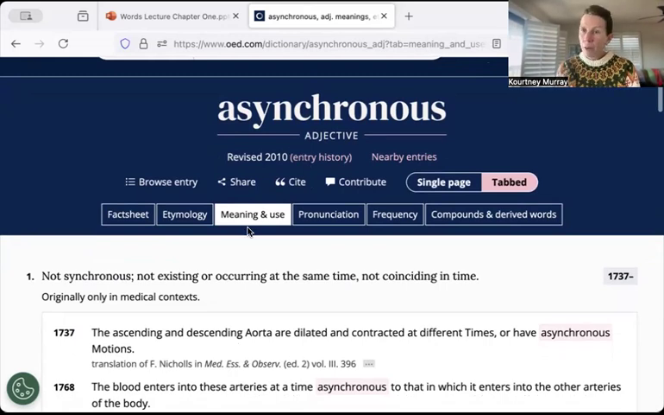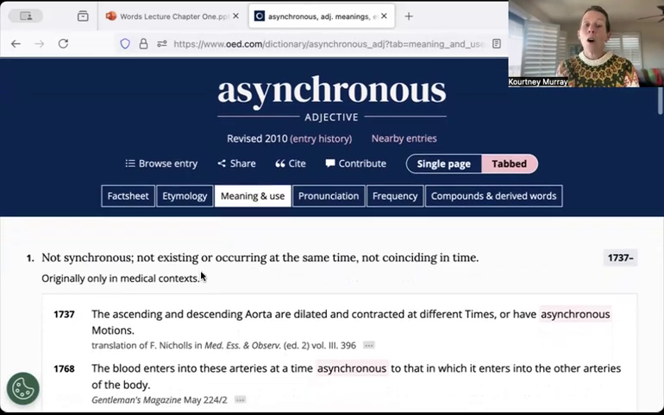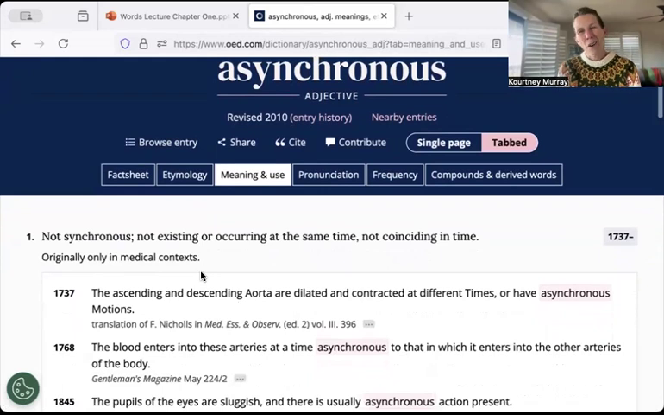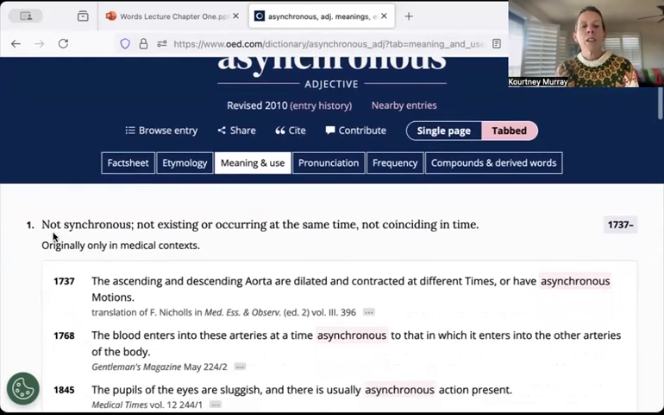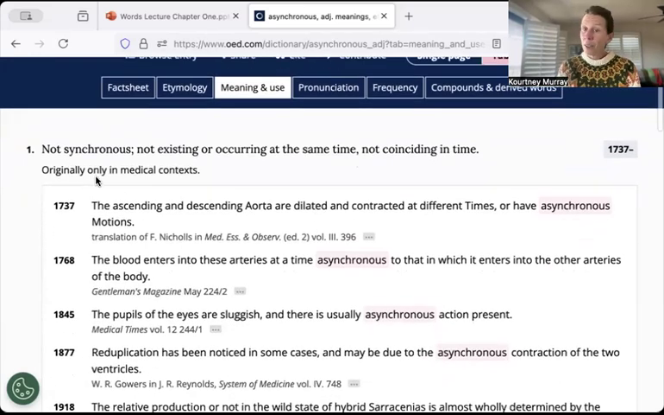It's always going to pop you first into the meaning and use. What's interesting is it will start with the first use of the word, well, not always, but most of the time. So here it gives us our meaning: not synchronous, not existing or occurring at the same time, not coinciding in time, originally only used in medical contexts. You can understand this; you don't need me to walk you through it, because it's in layman's terms. Whereas in a dictionary, there would be a ton of abbreviations.